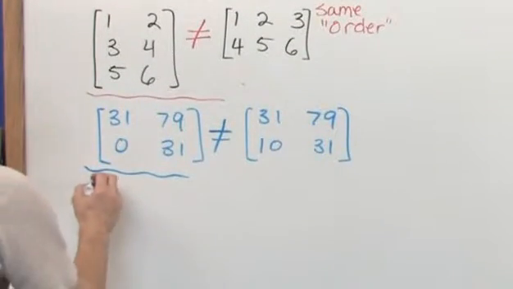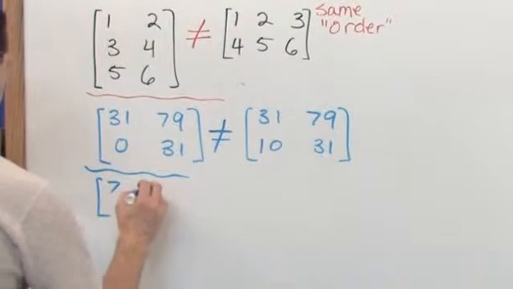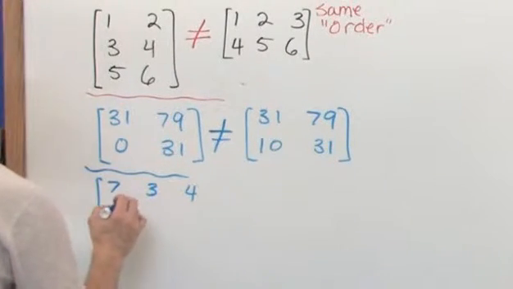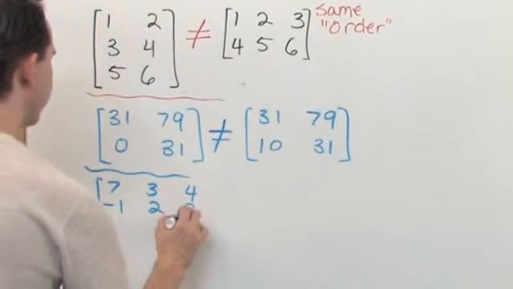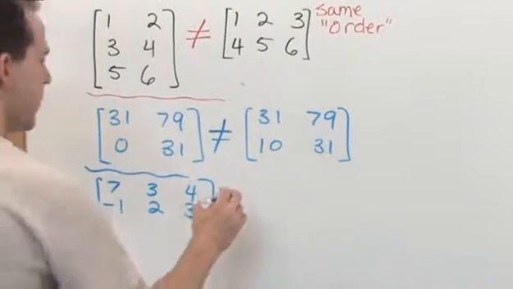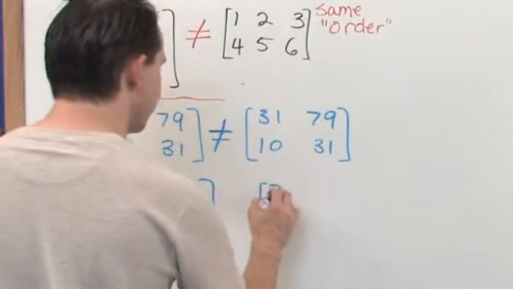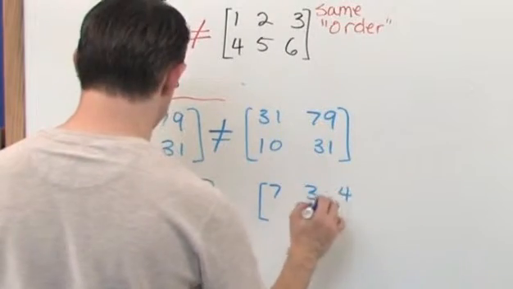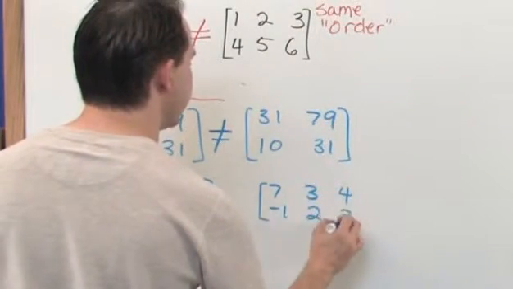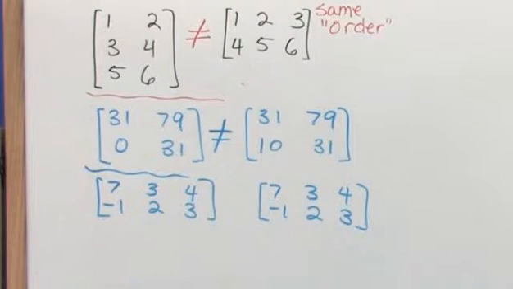Now let's look at another one. Let's say I have 7, 3, 4, negative 1, 2, 3. Okay, that's a matrix. And let's put another matrix down with some different elements inside: 7, 3, 4, negative 1, 2, and 3. And I ask you, are these two matrices equivalent?